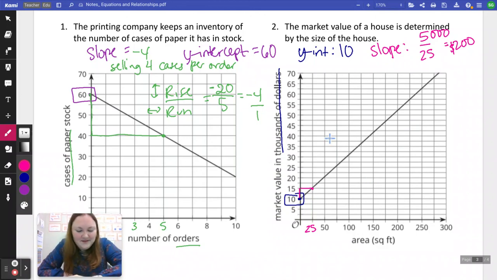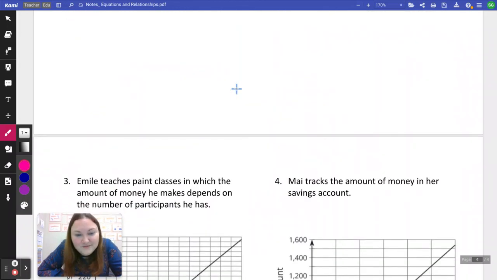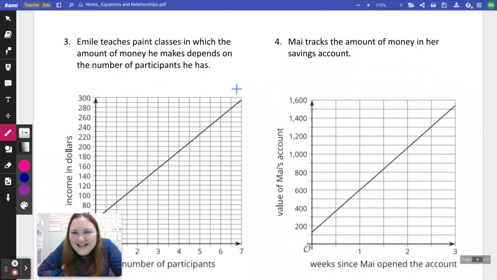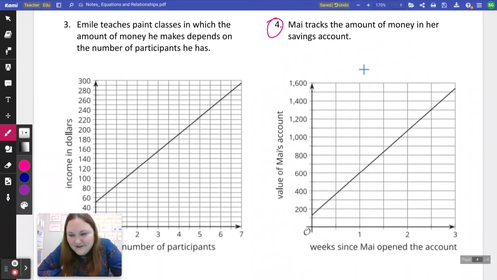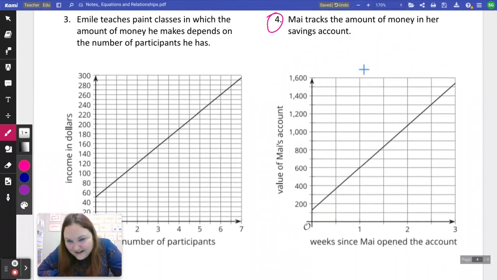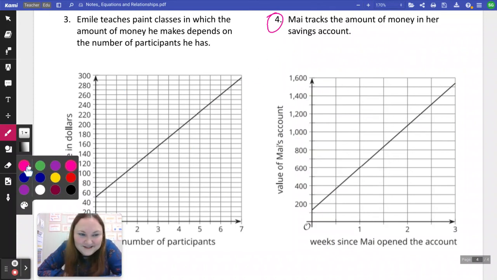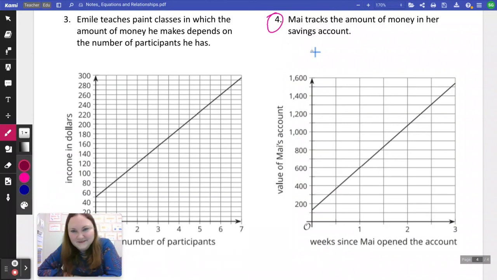We'll do that same thing. I'm thinking let's choose one more for this video. Let's do number 4, which is about my tracking the amount of money in her savings account. So we've got this graph right here. Just like earlier, if you haven't tried one on your own yet, make sure you pause the video and try number 4. You're going to tell me what the slope is, the y-intercept is, and then what each of those things mean.